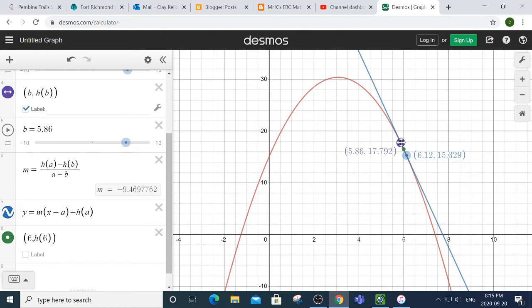Now I can't get both of these points, or even one of these points, right on there and expect to get the slope, because obviously if A and B are the same number, I end up dividing by 0, and you can't divide by 0 in math. But notice, the closer I get, the more I get back to that number, -9.5, and I think it was 0.228.